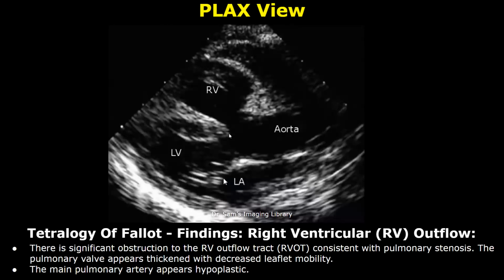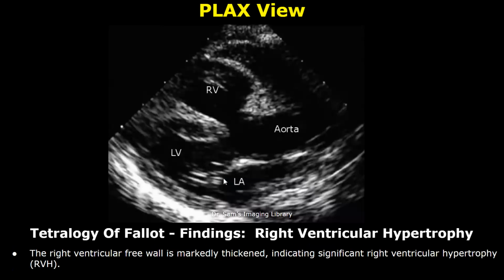These are the findings related to right ventricular outflow. There is significant obstruction to the RV outflow tract, consistent with pulmonary stenosis. The pulmonary valve appears thickened with decreased leaflet mobility. The main pulmonary artery appears hypoplastic. The right ventricular free wall is markedly thickened, indicating significant right ventricular hypertrophy.